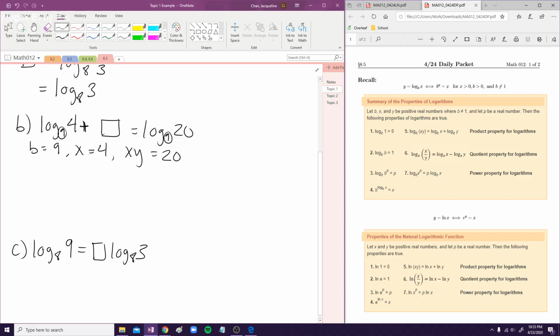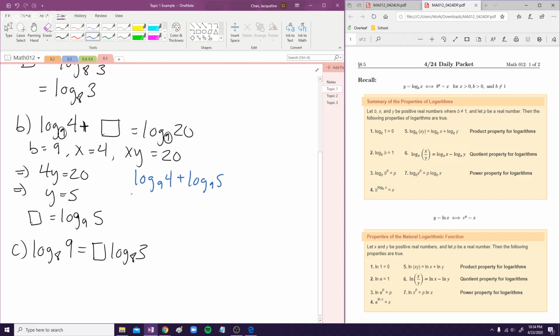Okay, so this is kind of like a substitution problem. So what are we going to get? If we have 4y is equal to 20, if we solve for y, y is equal to 5. So what does that mean? That means that our box equals log base 9 of 5. So for B, we can check our work. How do we do that? Let me change to a different color. I'm claiming log base 9 of 4, and the box is log base 9 of 5. We want to show it equals log base 9 of 20, right?